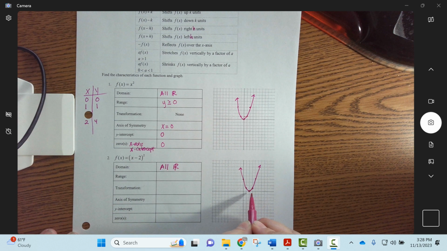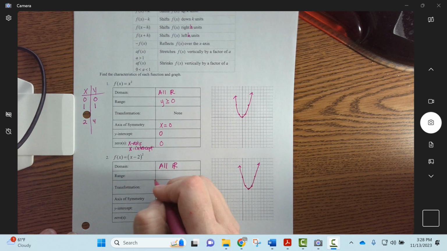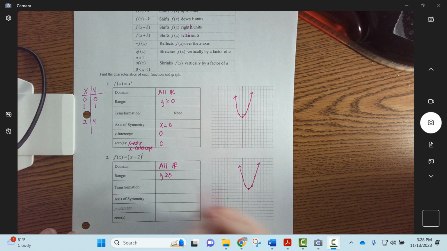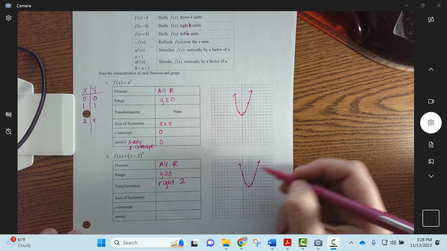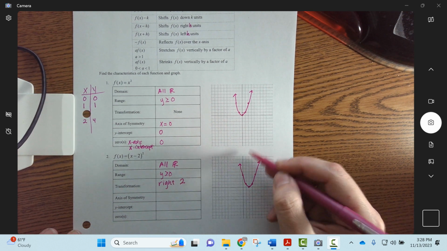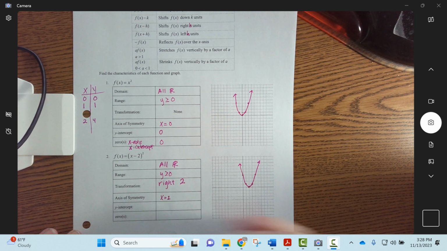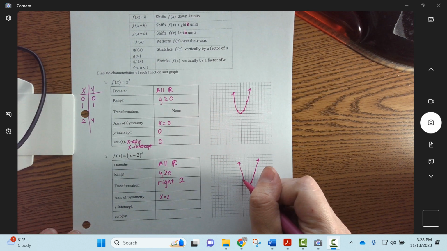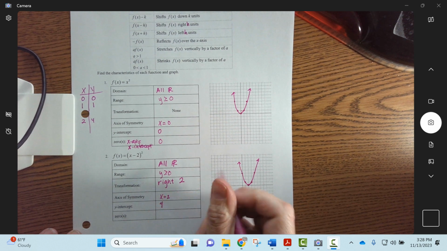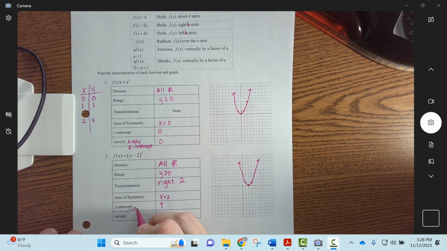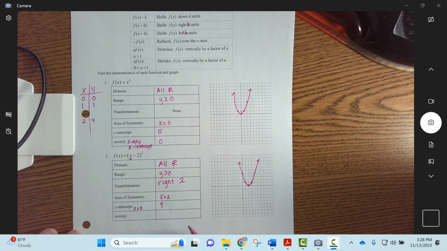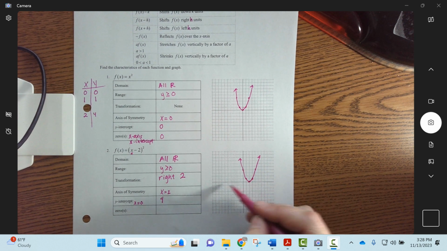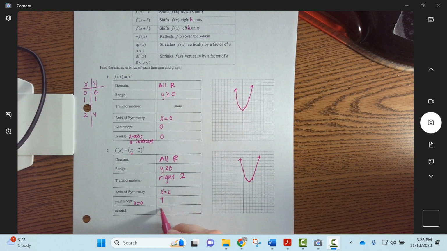This did not change the range. It's still 0 is the very lowest it gets. The transformation we talked about before we did it is to the right 2. Now the axis of symmetry is over here at 2. The y-intercept is at 1, 2, 3, 4. Another way to check that would be to plug in x is 0. So if I plug a 0 up here in for x, I should get +4. That's the other way to check if you don't want to do it by your graph. And where does it cross the x-axis? That's at 2.